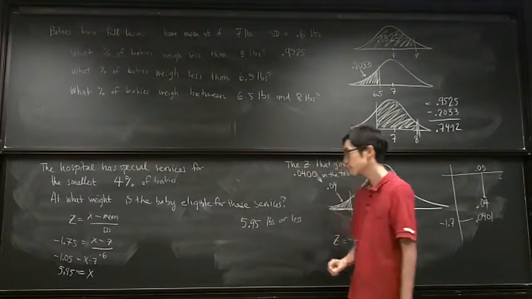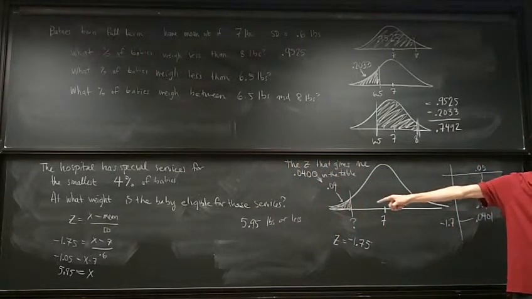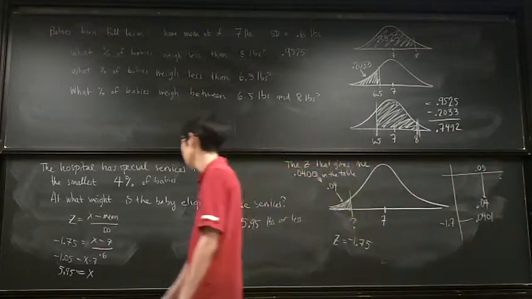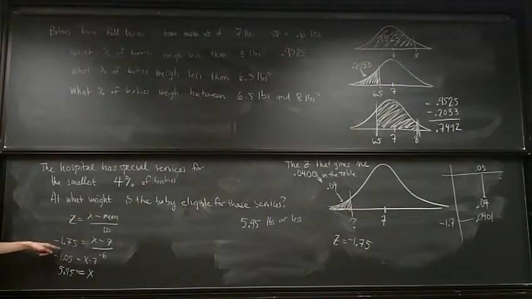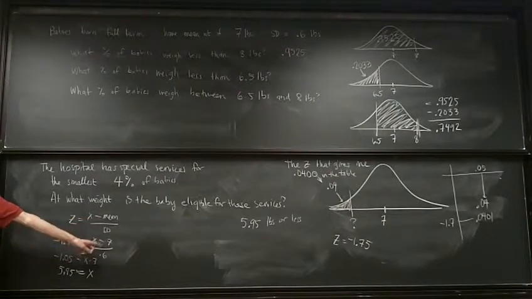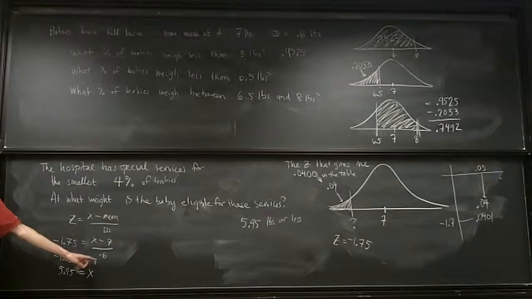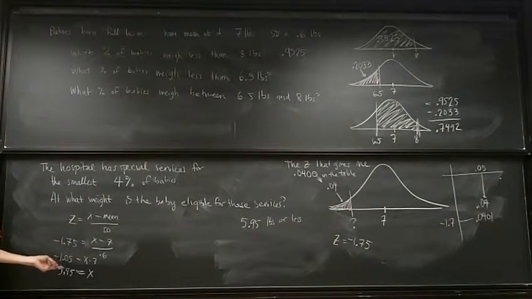So I said z is equal to x minus the mean divided by the standard deviation. I'm plugging in all the numbers that I know. My z is negative 1.75, x I don't know, my mean is 7, my standard deviation is 0.6. Now it's just algebra solving for x, and I get 5.95. If your algebra is bad, this part might be tough for you, but we gotta get used to it.